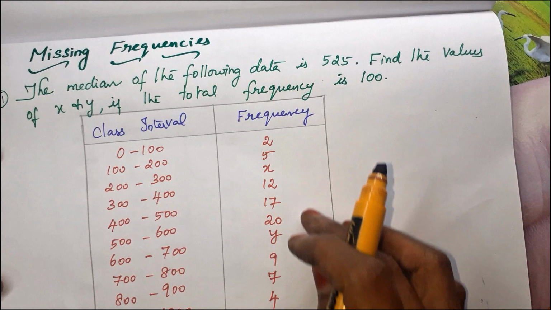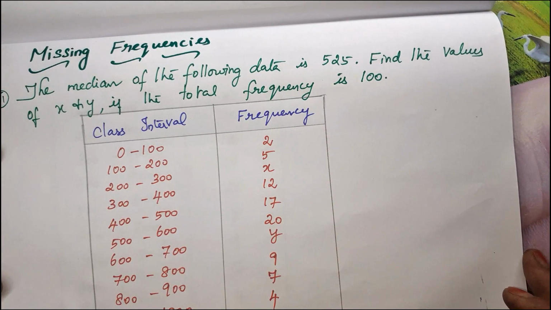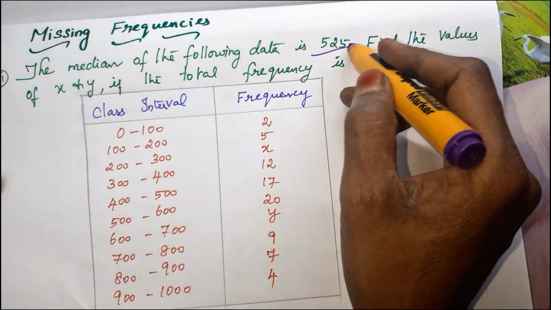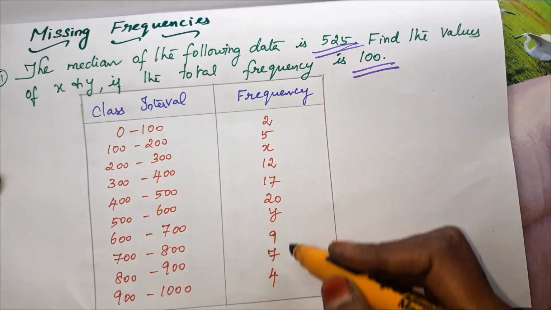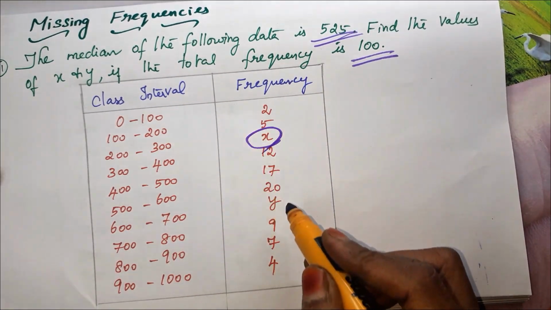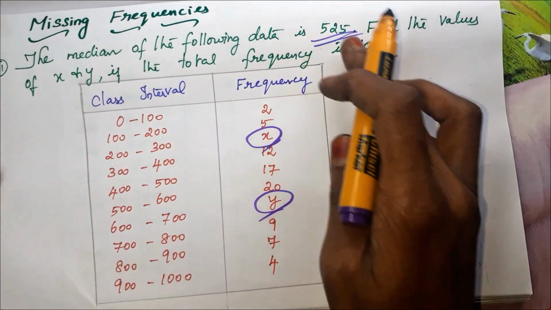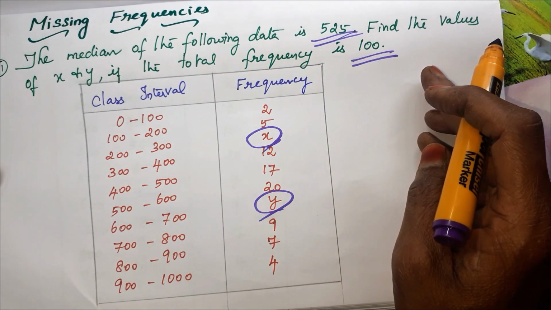The next one is we are going to find the missing frequencies. They will miss some values. Using the data given, we have to find the missing frequencies. Here the median of the following data is given, and n is also given, along with the class intervals and frequencies. In that, 2 frequencies are missing. X and Y are not given. Making use of the given data, we have to find what is X and what is Y.